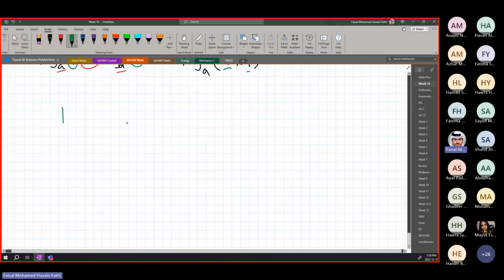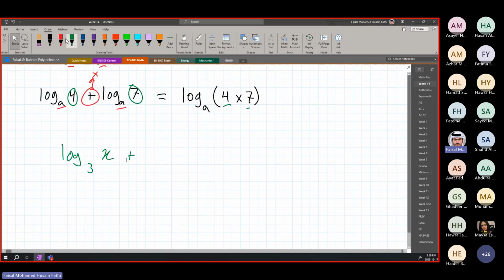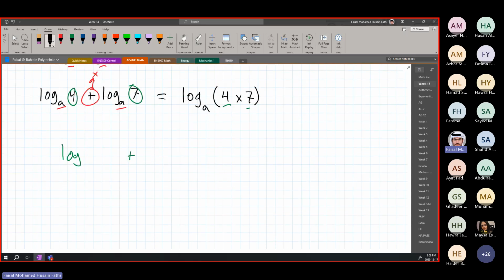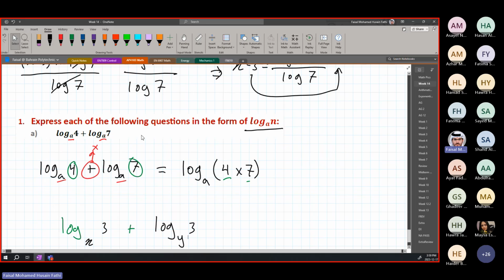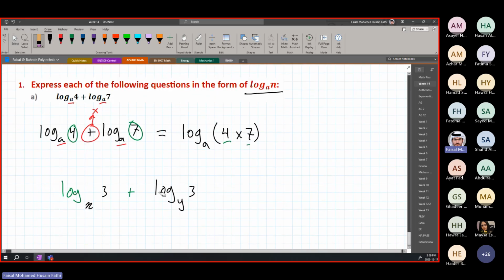For example, if I told you log of x base 3 plus log of y base 3, okay, this is in its simplest form. You cannot simplify this more than this. You can transform it to exponential form, but this is in its simplest form. Okay? It's not a solution. We don't have a value. We don't have an equal sign to solve. That's the idea. Very simple.